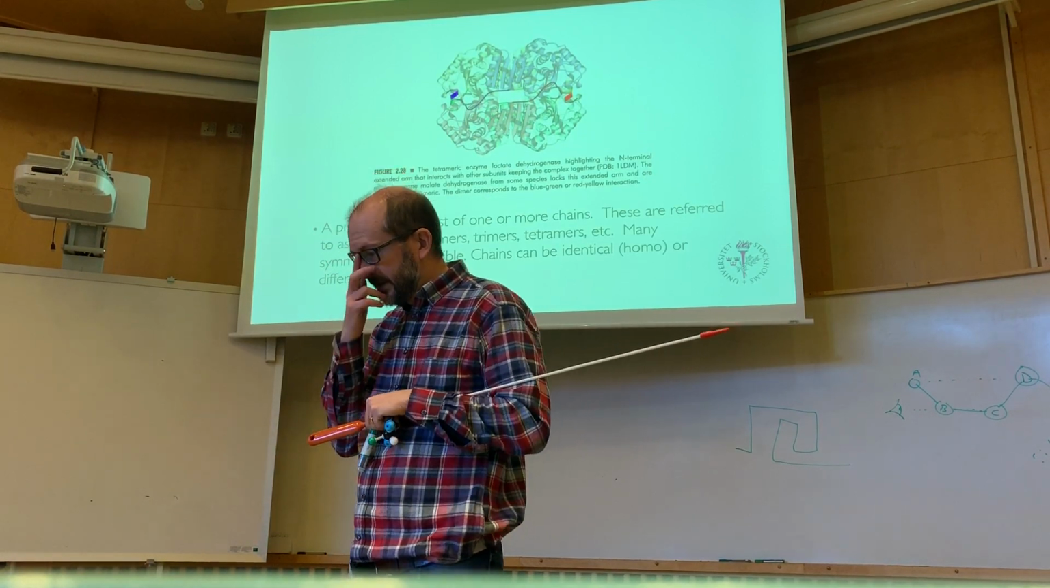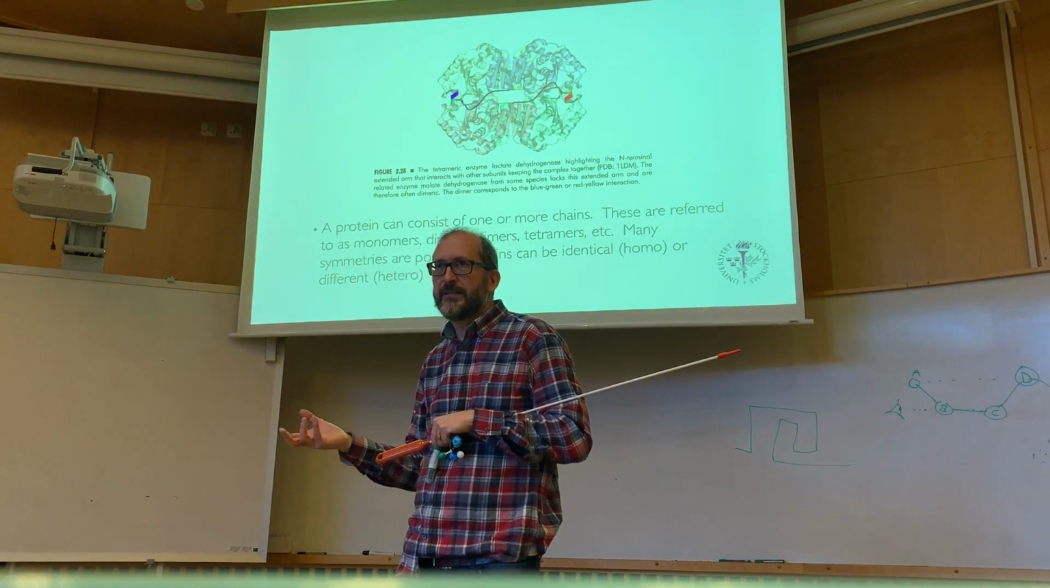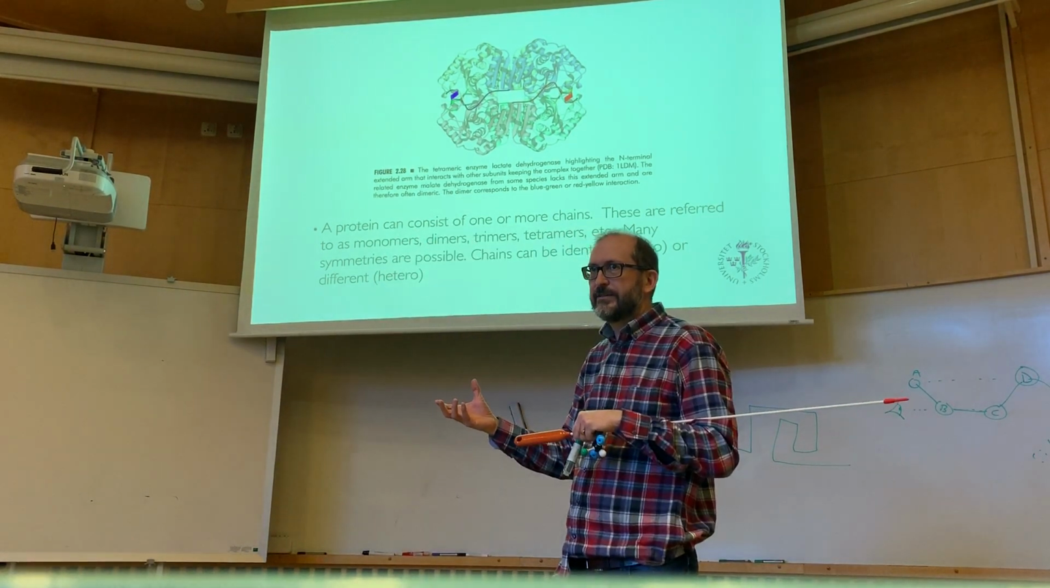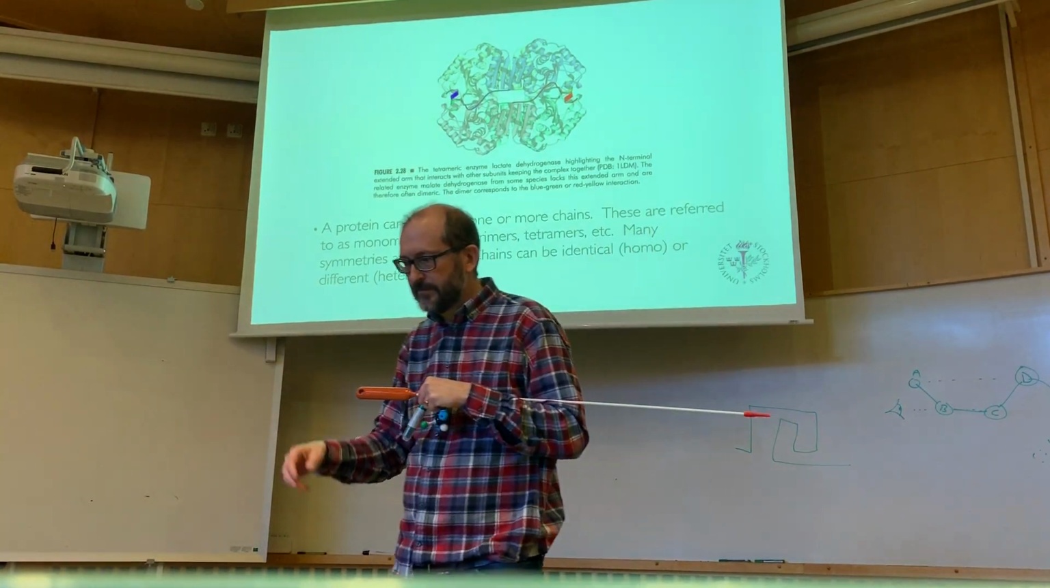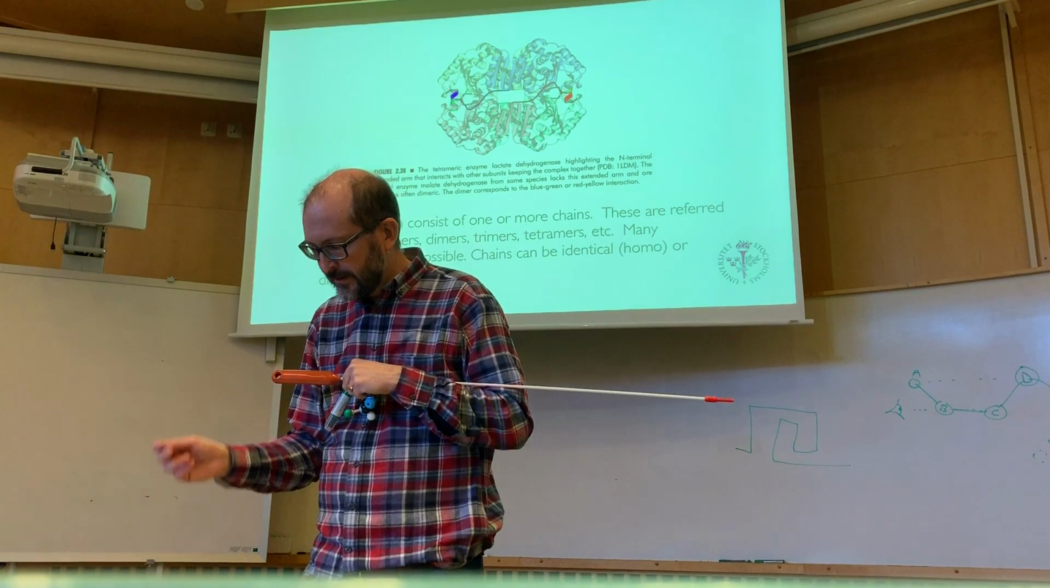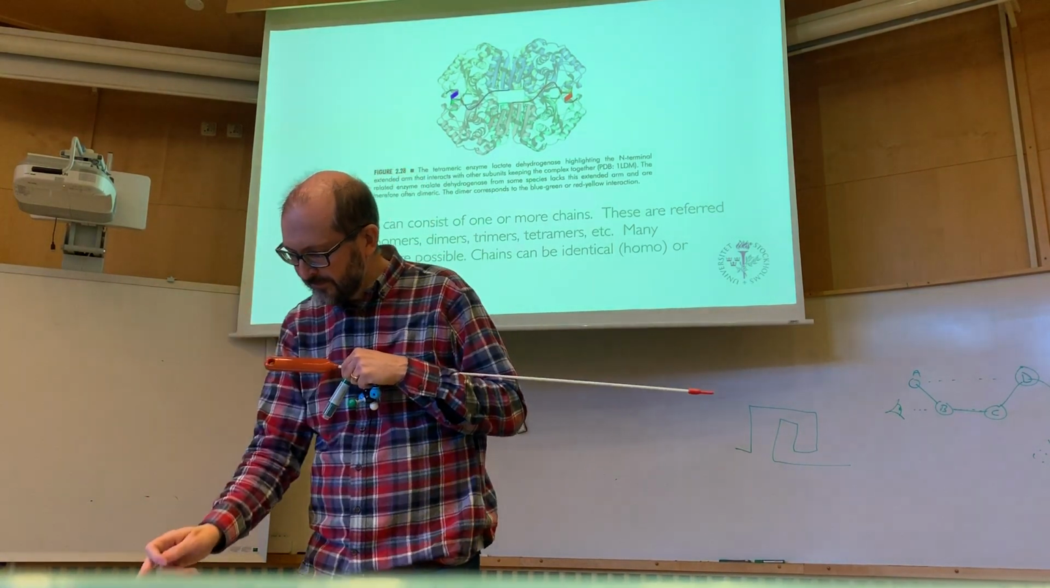Let's see. So the proteins can also make quaternary structure, meaning that two separate chains can come together and make a dimer. 3 can come in, make a trimer. 4 can come in, make a tetramer, and so on. I don't know why we went with Greek numbering here and not Latin, but we did.